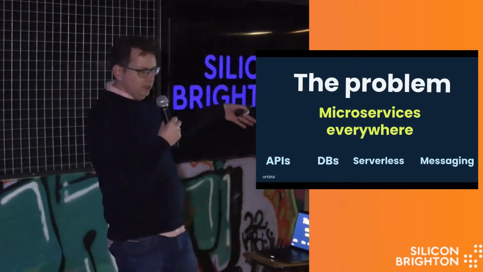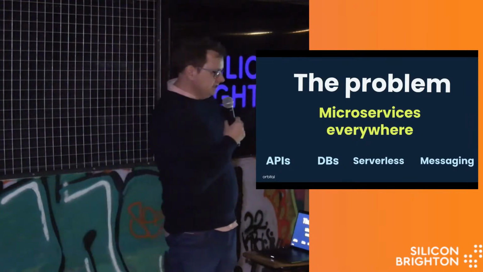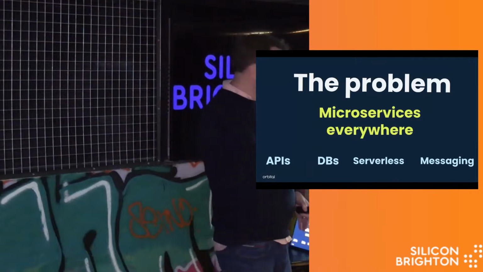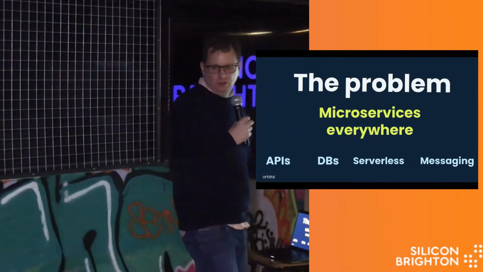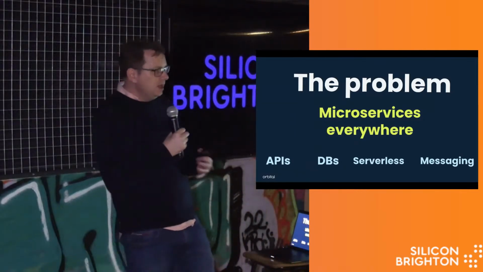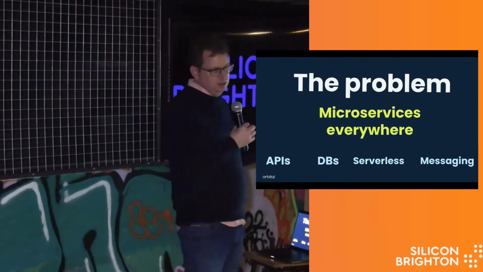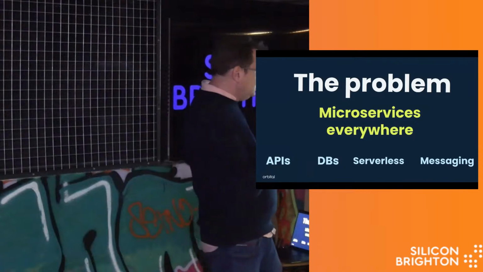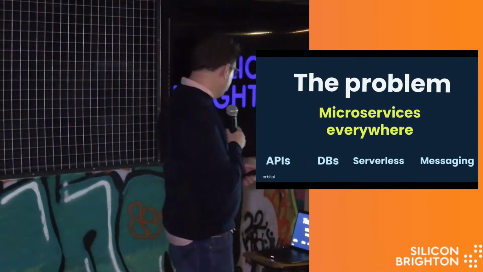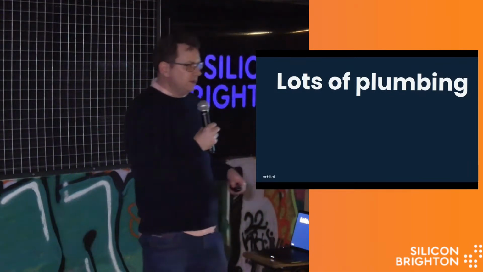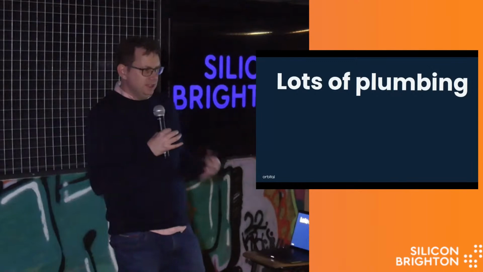So it's like a REST API, or maybe a database for an application, our serverless functions that we call, or message queues like Kafka or Rabbit. Basically, the different things that we use in an enterprise to build stuff. So there's lots of these everywhere. And that's great. But it means that we're doing lots of plumbing, right? We're writing lots of code to connect this stuff together.